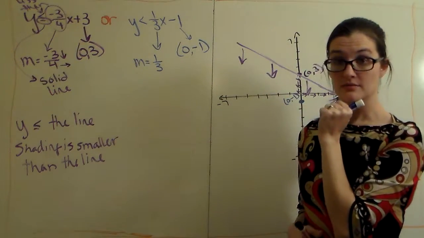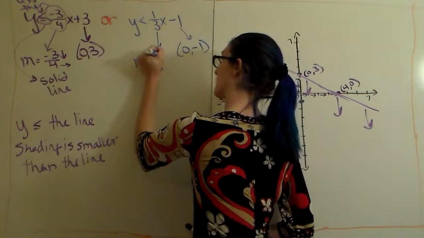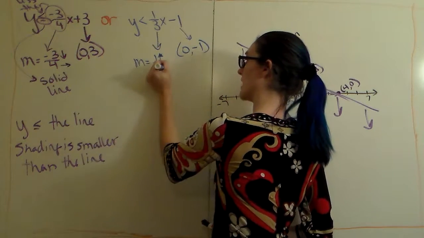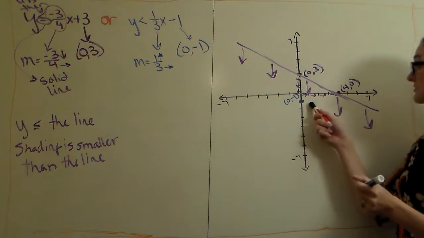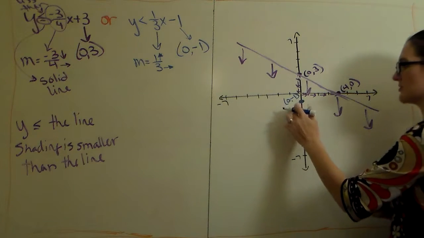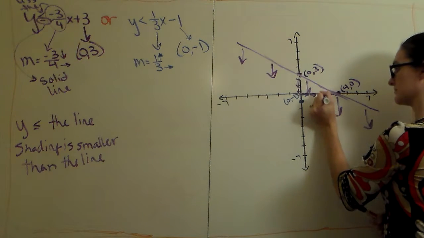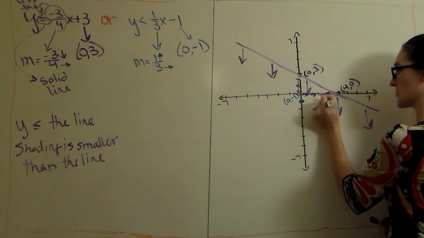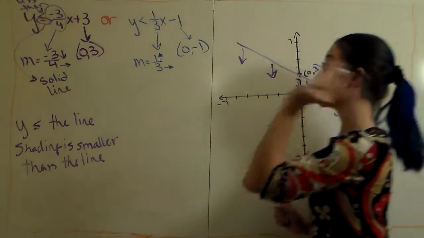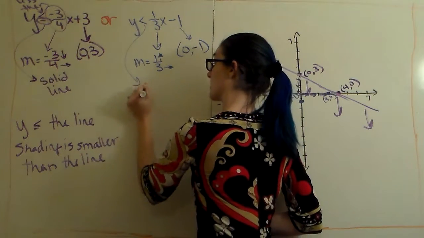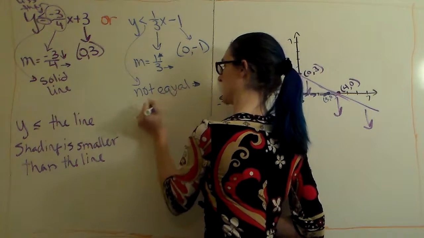Numerator is positive. Numerator tells you up or down. If it's positive, you go up. If it's negative, you go down. So we're going to go up 1, and always run to the right. So starting from our original point, from 0, -1, we're going to go up 1, and we're going to go right 3. And it should cross there, and this point is going to be 3, 0. And then we're going to draw our line, but remember what I said earlier. Not equal means a dotted line.